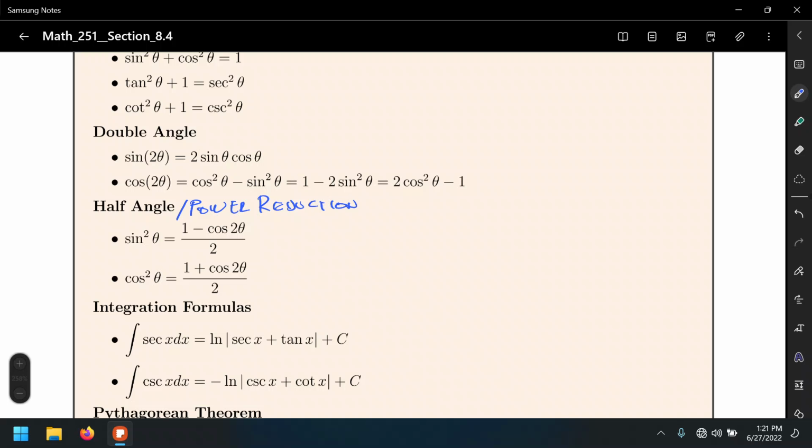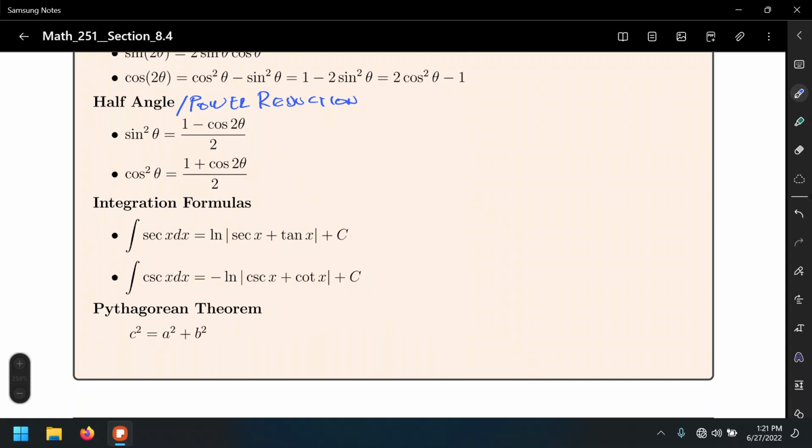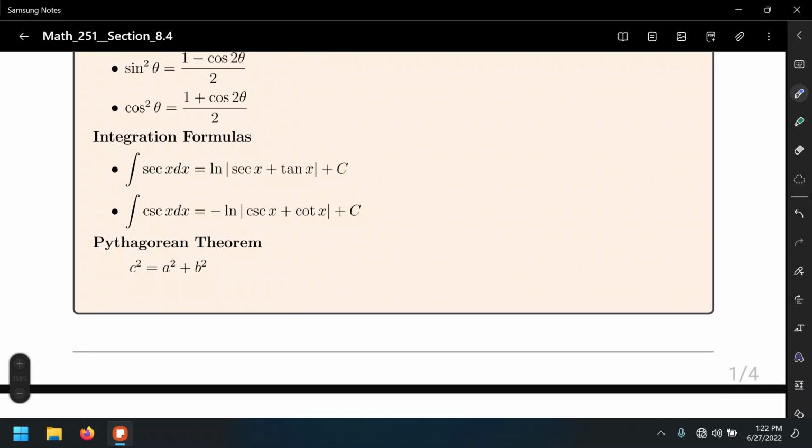Which is something we used last time. All right? We may need it for this as well. And other integration formulas like the integral of secant, the integral of cosecant, those may be really useful. All right? And of course, the method relies on knowing how the Pythagorean theorem works.